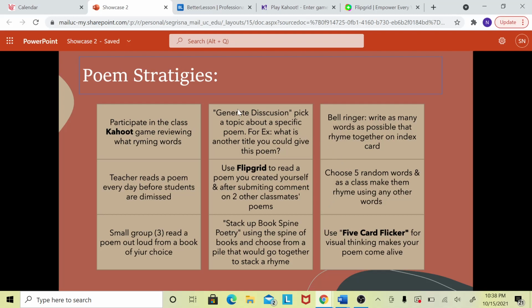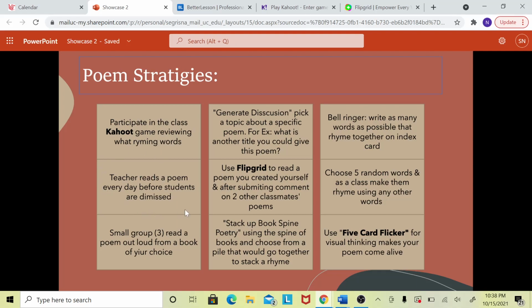All right, and here are some poem strategies that I'm going to go over. The first one they could choose from is to participate in the class Kahoot game reviewing rhyming words. By this I mean in the Kahoot game it'll be 2 words and you have to pick the one that doesn't rhyme together or the one that does rhyme together.